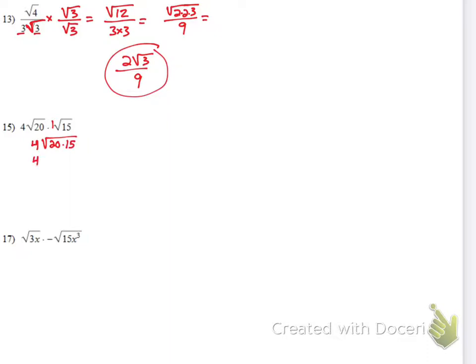All right, so then I do 4, and then I can break up 20. That's 2 times 5 times 2, or 2 times 2 times 5. And then 15 is 3 times 5.